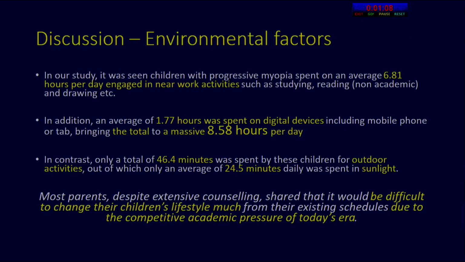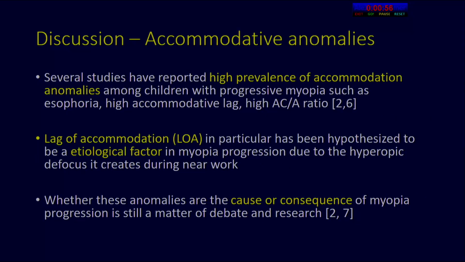And even when we are educating these parents, they say my child's lifestyle is too busy. We are really sorry, but it would be difficult to change it because of the academic pressure of today's era. Are the accommodative anomalies important? Yes. They may be the cause, they may be the consequence of myopia, but it is there.